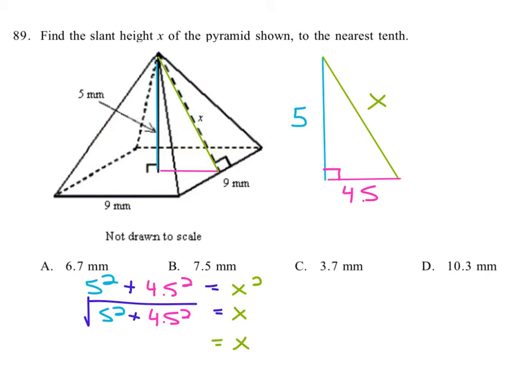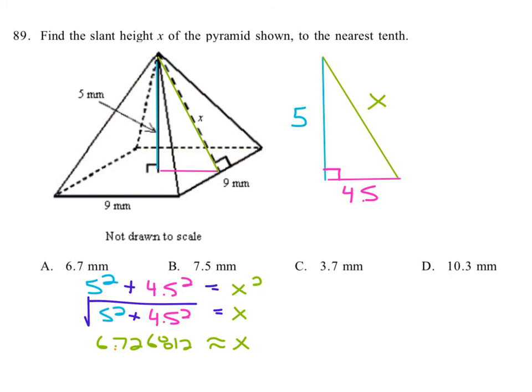x is equal to the square root of 5 squared plus 4.5 squared, which is 6.72 something something something. So let's put this as approximately equal to 6.72, 6812, and so on. And we're rounding to the nearest tenth.